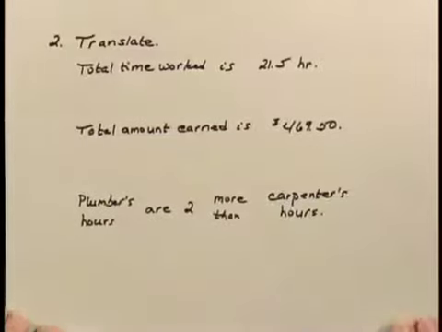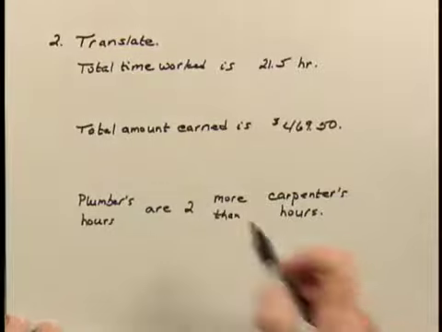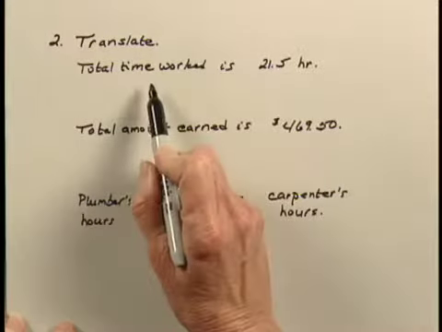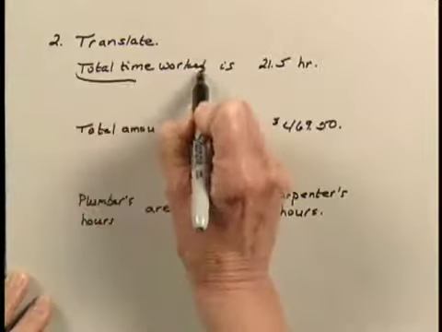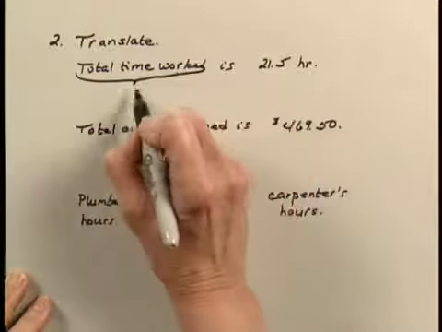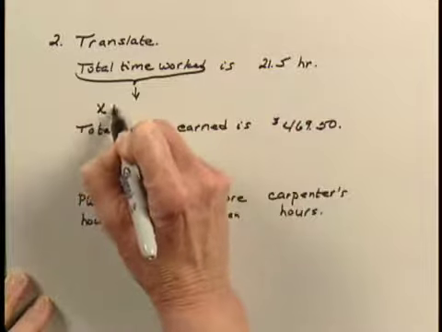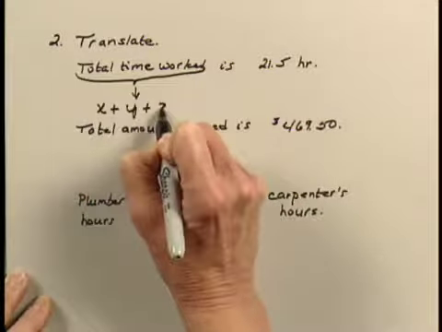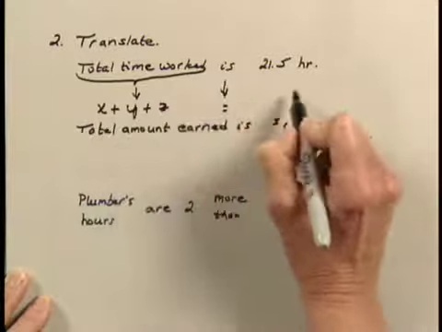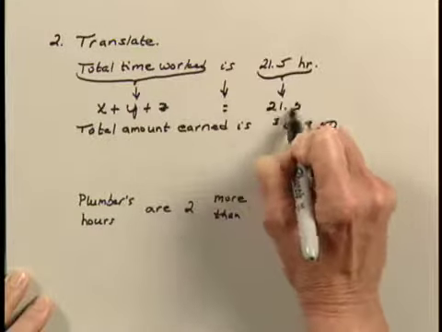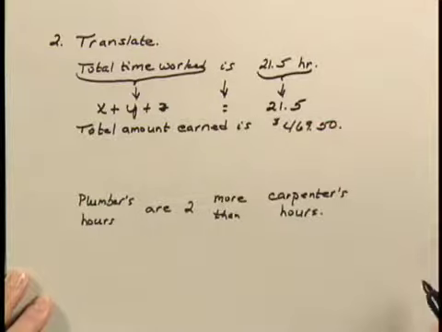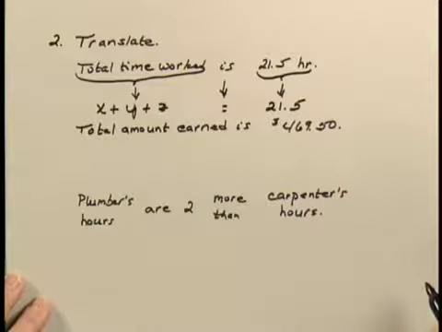And we're going to use the information that we were given in the problem. We were told that the 3 worked together 21.5 hours. So this translates to the equation X plus Y plus Z equals 21.5.